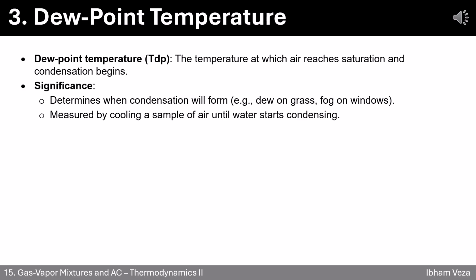Why does this matter? Because dew point is a quick way to know if and when condensation will happen. If we cool air below its dew point, water vapor will turn into liquid water. This concept is used all the time, whether in weather forecasts or in designing cooling coils in HVAC systems. It's also easy to measure in practice. Just cool a sample of air until you see condensation start to form. That's the dew point. Simple, but super useful.